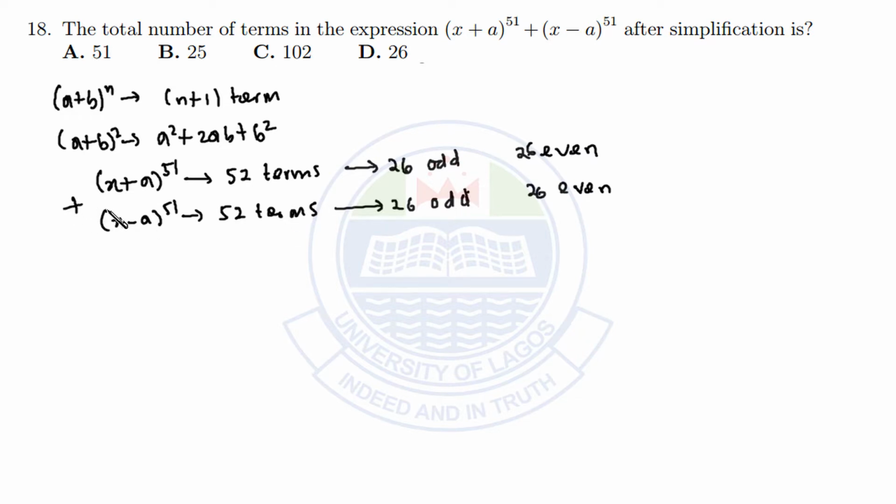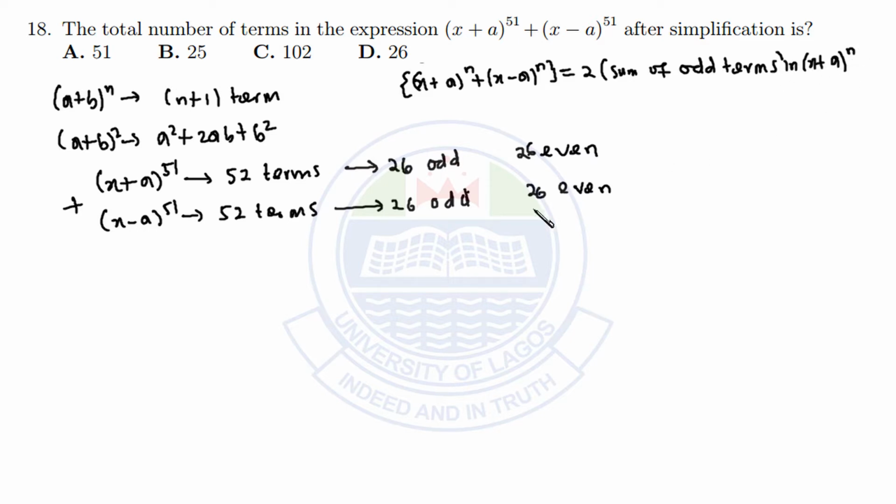Now if I add these two together, from the previous question, we discovered that anytime we added x plus a raised to power n plus x minus a raised to power n, we got 2 times the sum of all the odd terms in x plus a raised to power n. So here if we add these two together, the even terms will cancel out, because one is exactly equal to the negative of the other.